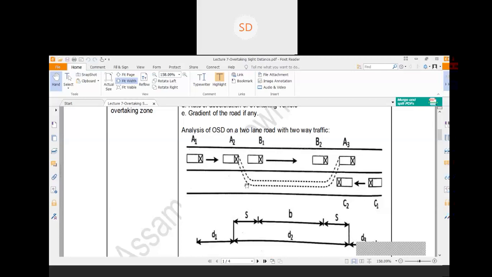And at that moment also, whenever you overtake the vehicle, you will maintain a safe distance from vehicle B. That distance is also spacing, and it is assumed that both the spacings are the same.